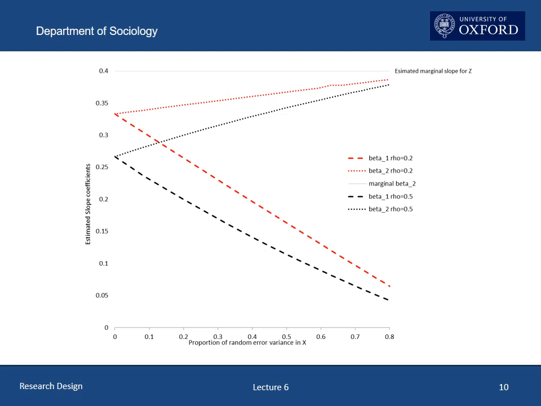At the y-axis, we see that under both scenarios, the two slopes are equal. But as the amount of random error in x increases, the two slopes grow apart quite rapidly, with the slope for the error-contaminated x converging on 0, and the slope for the uncontaminated z converging on its marginal value, in this case 0.4.